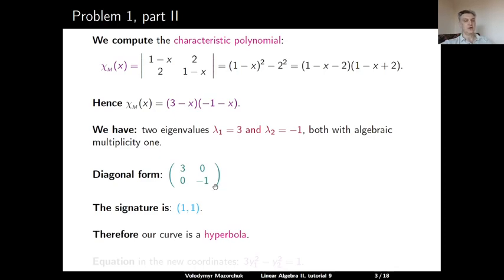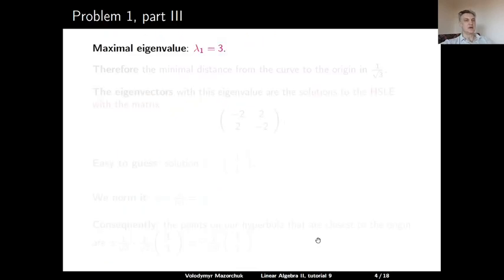And in our new coordinates, after this orthonormal change of basis, the equation for our curve is 3 times y1 squared minus y2 squared is equal to 1. So the maximal eigenvalue is lambda 1, which is equal to 3. Therefore, the minimal distance from a point on the curve to the origin is 1 divided by the square root of 3. So it's always 1 divided by the square root of the maximal eigenvalue.